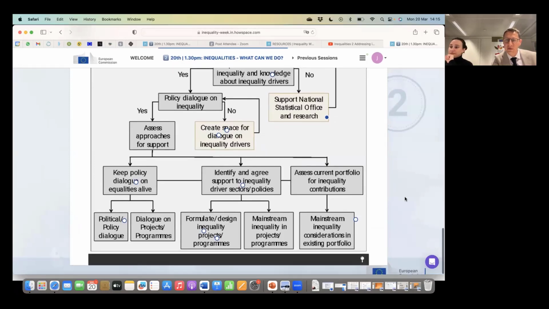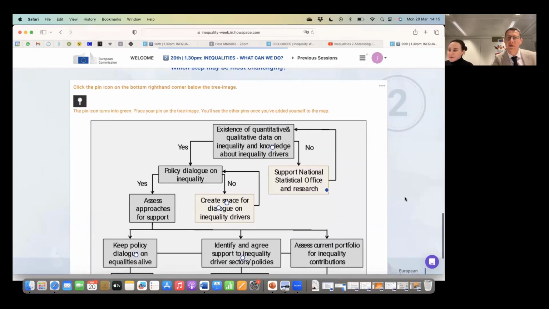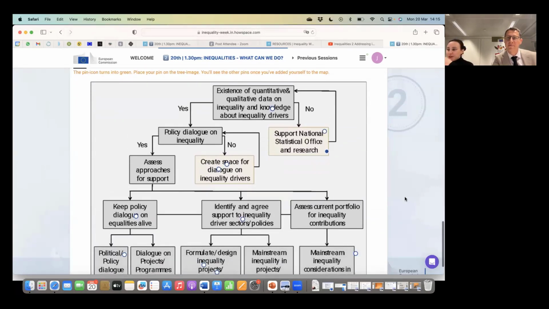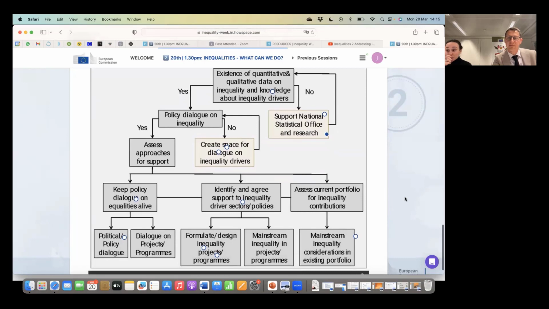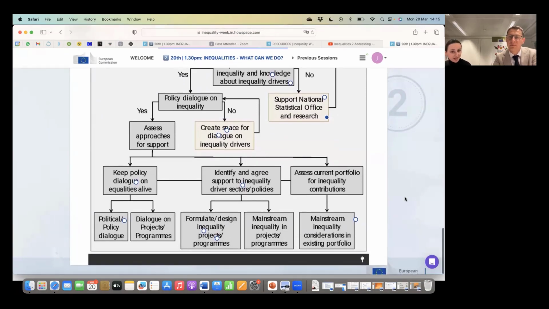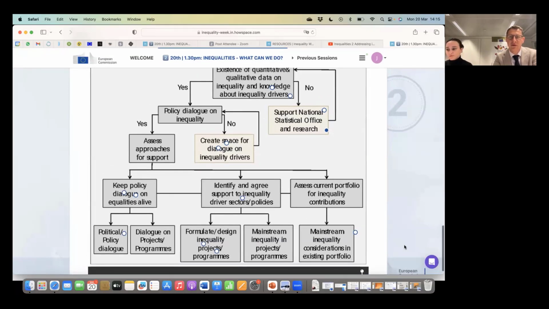Only a few answers. So to summarize, the first question was really about understanding which steps you are currently using in your country. And now the objective is really to know which of the steps are the most challenging. So just to be clear, at the bottom of that picture, you have a pin here. If you click on it, you can place it on any of the steps that you see on that chart, on that decision tree. So you can tell us which of these steps would be the most challenging for you.